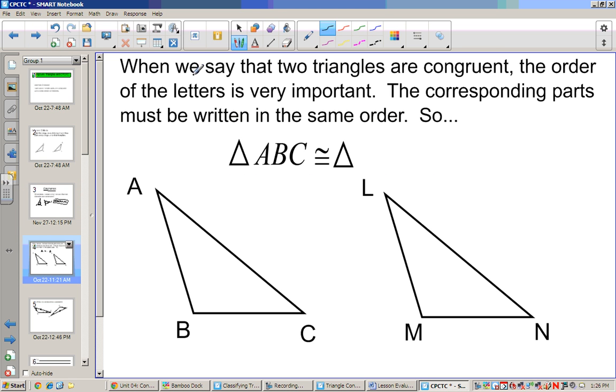So when we say that 2 triangles are congruent, the order is very important. A, B, C. Now, what angle in this other triangle matches up with angle A? Hopefully you're saying angle L. B is going to match up with angle M, and C is going to match up with angle N. LMN is the correct answer.